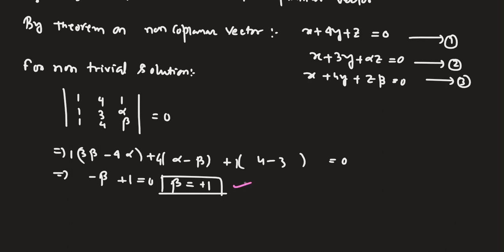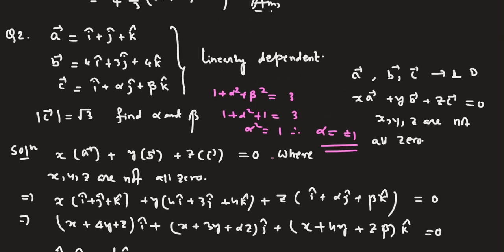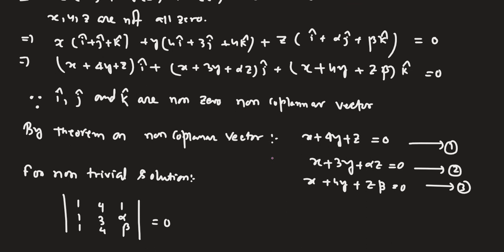I think all of you understand this concept. So here we remember, for linearly dependent vectors, we have to find the scalars x, y, z which are not all 0, such that xA plus yB plus zC equals 0. And again we apply the theorem for non-zero non-coplanar vectors. It says that if three vectors are non-zero and non-coplanar and their sum is 0, it can only happen if their coefficients are 0.